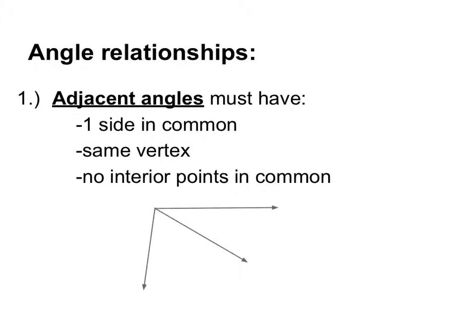Okay, so the first kind of angle relationship is adjacent angles. Adjacent angles must have one side in common. So I'm going to go ahead and show this side down the middle here. Okay, that's not very good. Let's just switch to a highlighter. There, that's better. This side down the middle is the side that the two angles have in common. They have the same vertex here, and no interior points in common. So by interior points, we mean points like this are not shared with the ones over here.